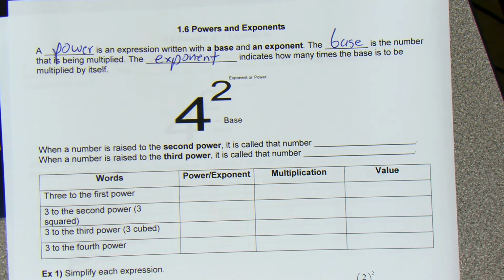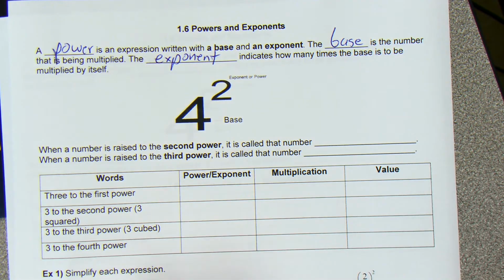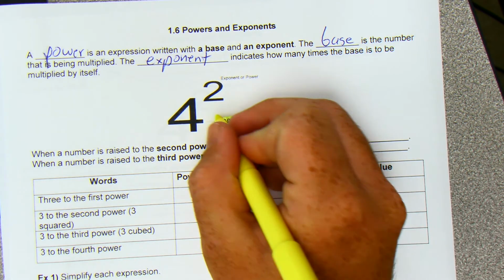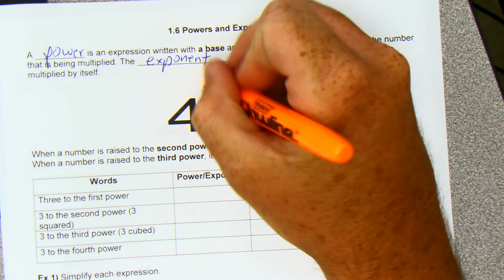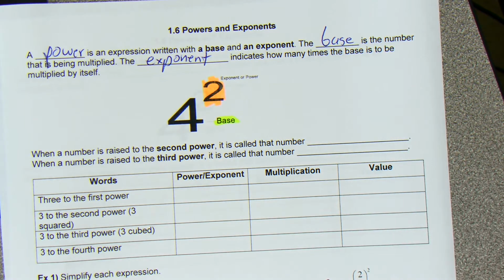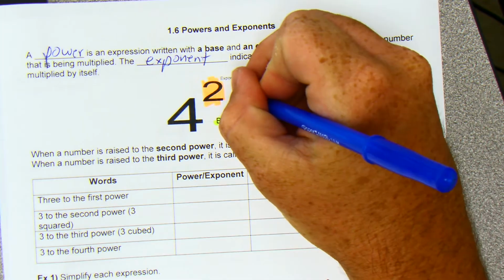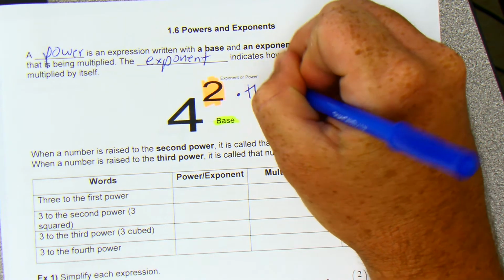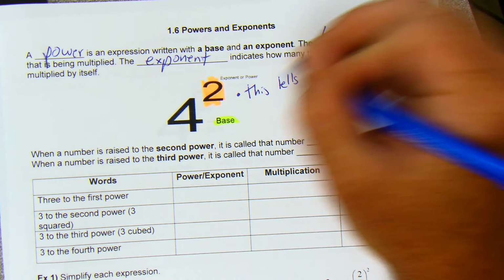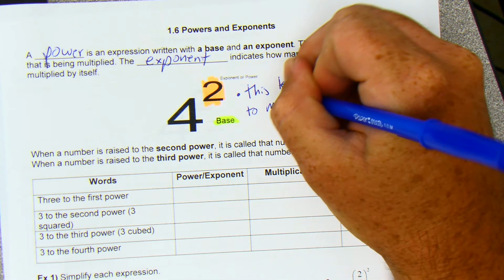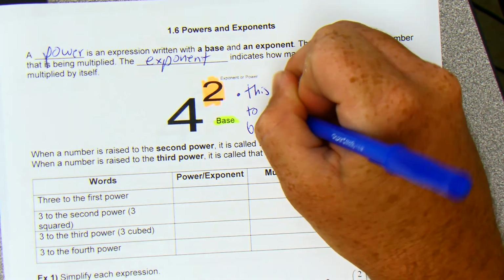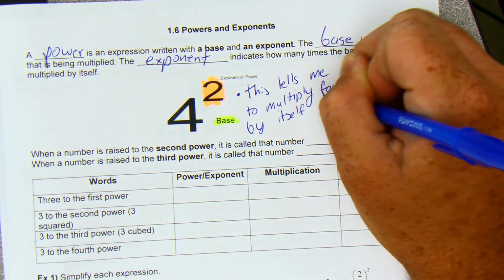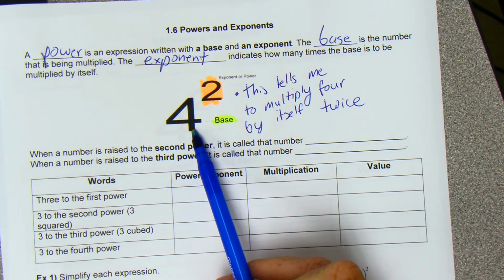Okay, so in this case, we have 4 to the second power. The 4 is the base, and the base is the number that we are multiplying. The 2 is the exponent, and that tells us how many times we have to multiply the base by itself. So this tells me to multiply 4 by itself twice. Okay, 4 is our base, 2 is our exponent.